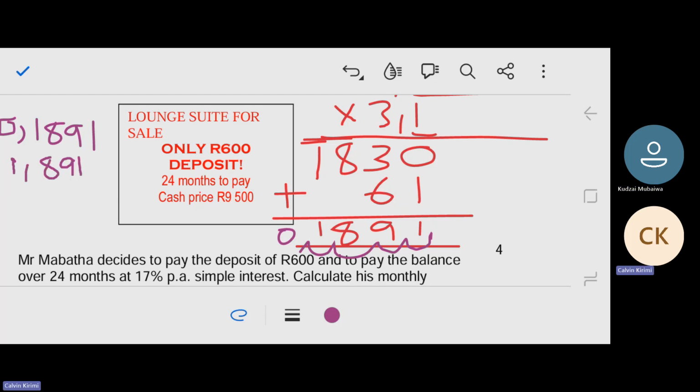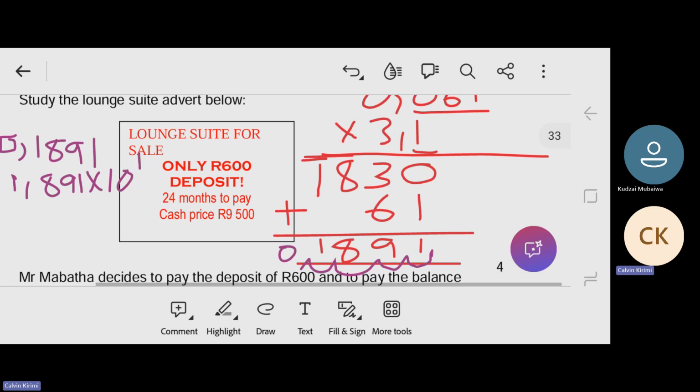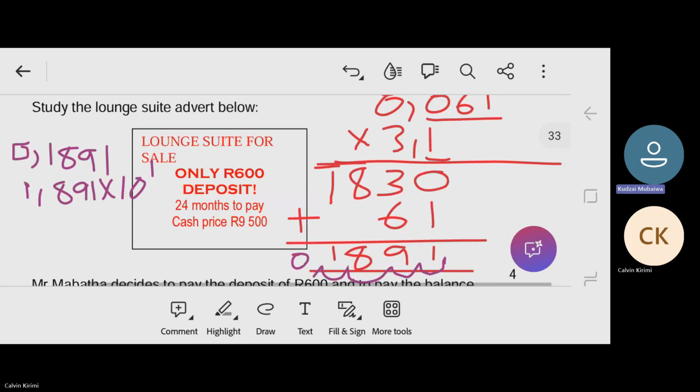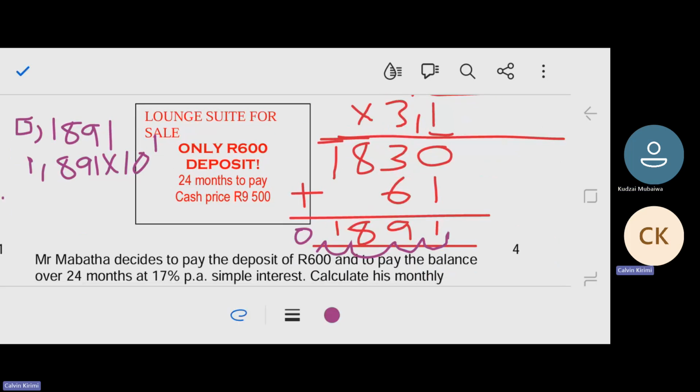1,891 times what? Times 10 to the power of 11. Where are you getting 11? 7 plus 4. This one is times 10 to the power 1, then when you are adding with the other ones, 7 plus 4, you get 11, isn't it? Yes, sir. So the answer now is going to be 1,891 times 10 to the power 1 times 10 to the power of 11. If you add those numbers, what do you get?